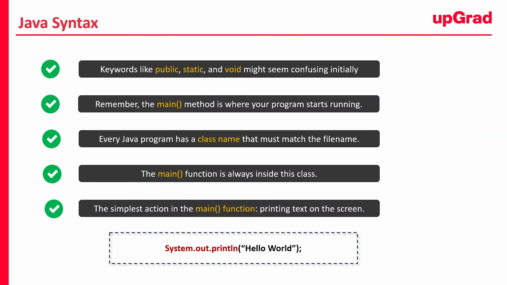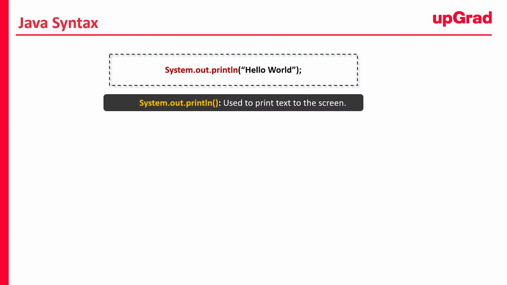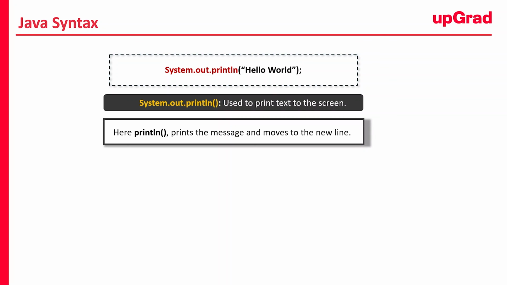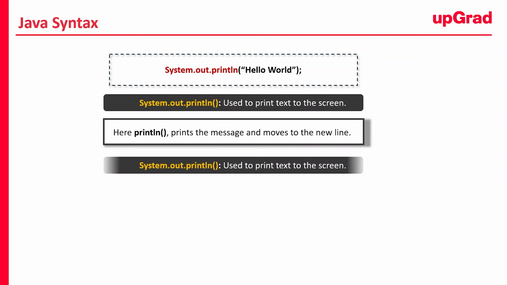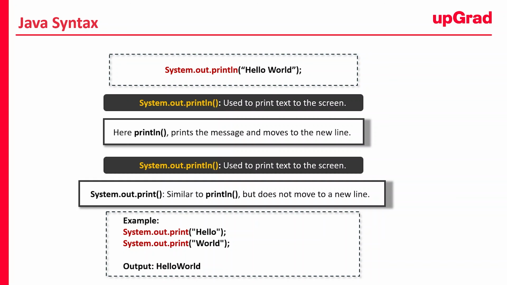Now, there's also a method called print, which is similar to println, but there's a small difference. While println adds a new line after your message, print just prints the message and stays on the same line. So if you use print and want everything on one line, that's your go-to method. So as you can see on the screen, system.out.print hello, system.out.print world. If we write this program in Java, it will print hello world in a single line. But if we use println instead of print, then it will display world in the next line and hello in the previous line.